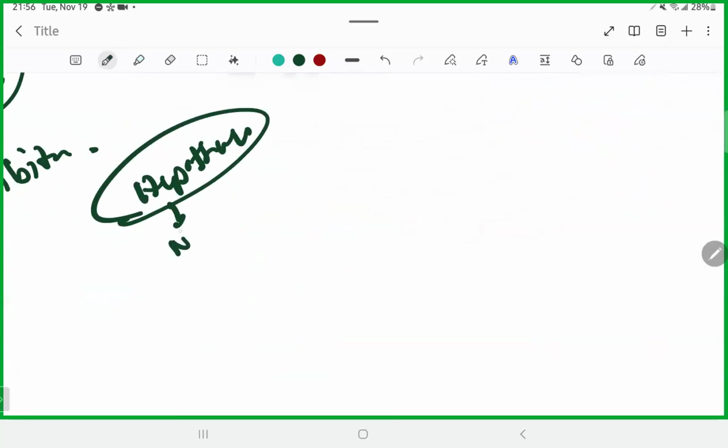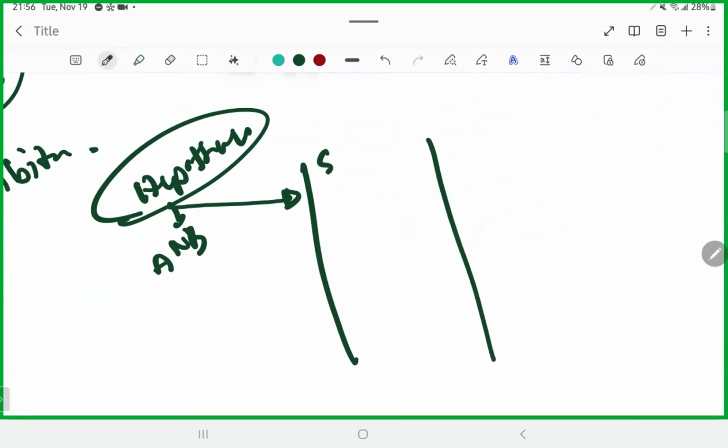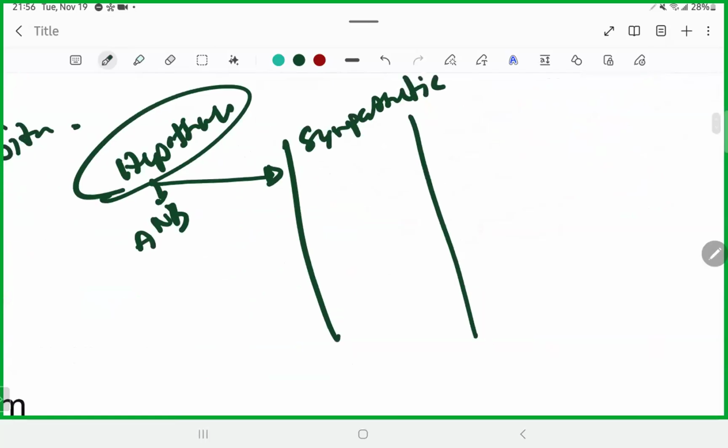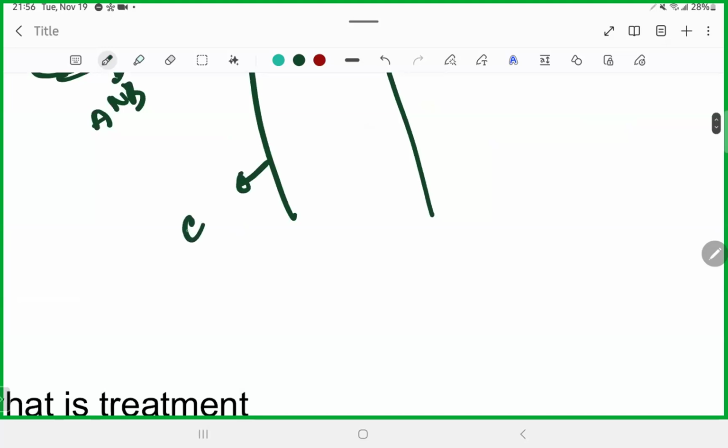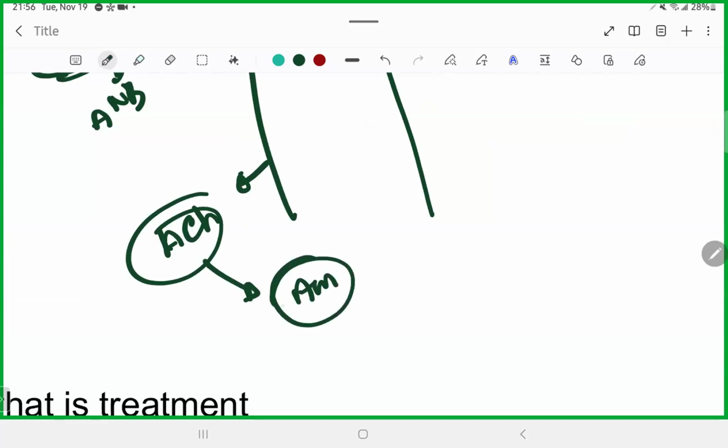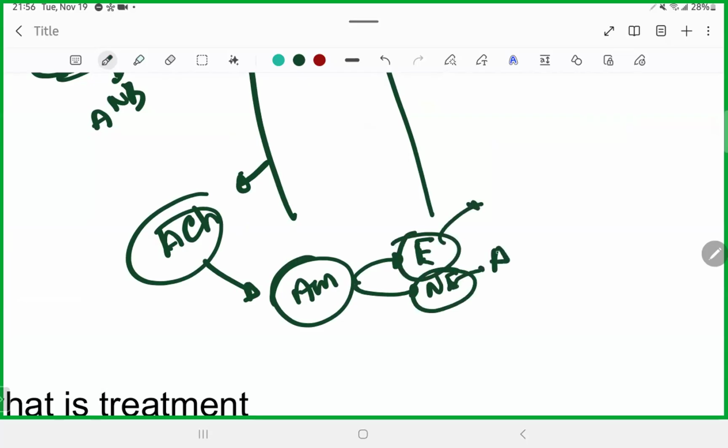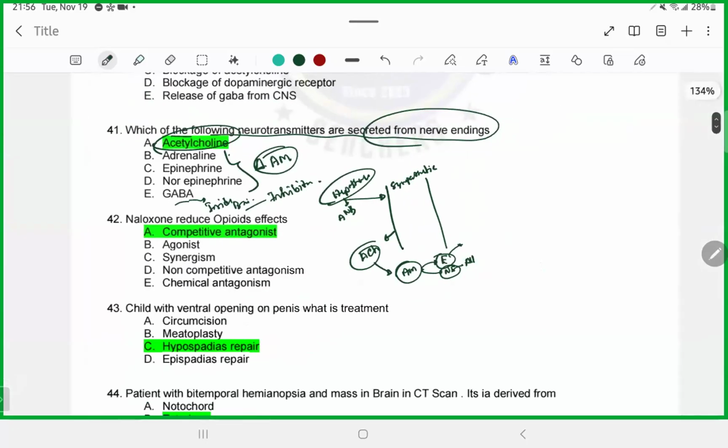What do we have? We have the hypothalamus. The hypothalamus maintains our autonomic nervous system. They signal the sympathetic chain anytime we need a sympathetic reaction. The sympathetic chain will secrete acetylcholine. Acetylcholine will go to the adrenal medulla. The adrenal medulla will release epinephrine and norepinephrine all over the body in our circulation.